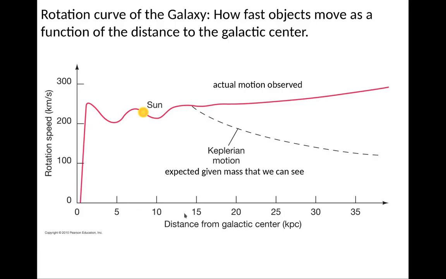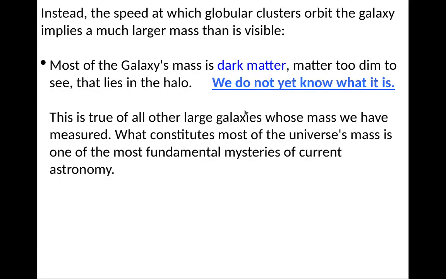As you move further and further away, if the mass that we see is all in stars and gas, then the rotation speed should go down. But in fact, it doesn't. It stays flat. This is what's called a flat rotation curve. What that means is that the mass cannot be just what we see. It has to be stuff that we do not see as well.